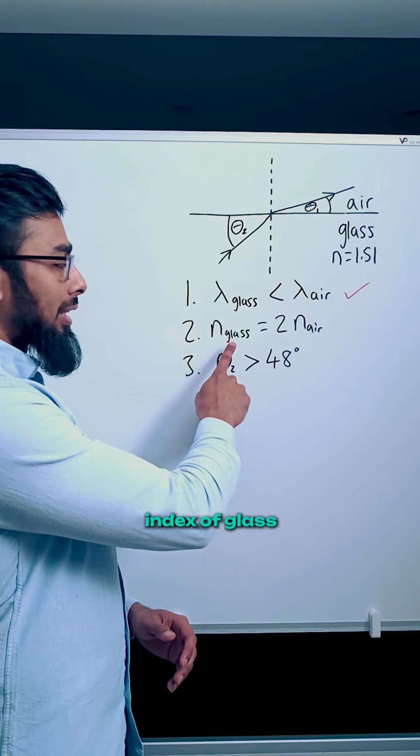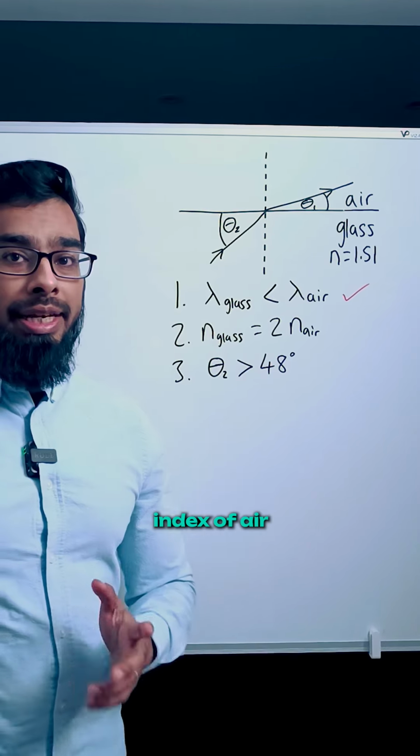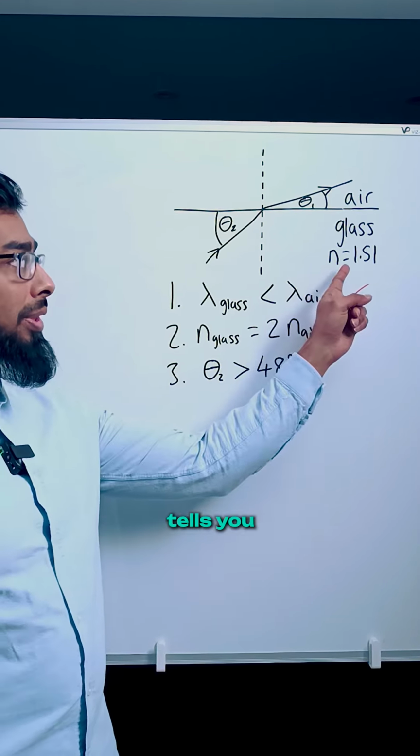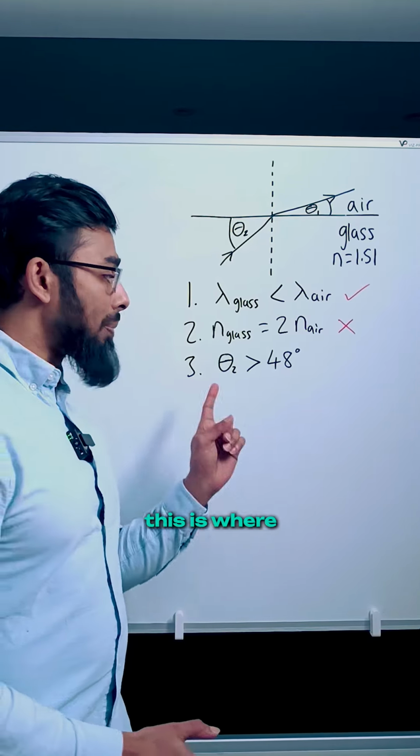It says that the refractive index of glass is twice the refractive index of air. Now you can just recall that the refractive index of air is just 1. And the question just literally tells you that the refractive index of glass is 1.51. So this statement is not true. On to statement 3. Now this is where most students will get caught.